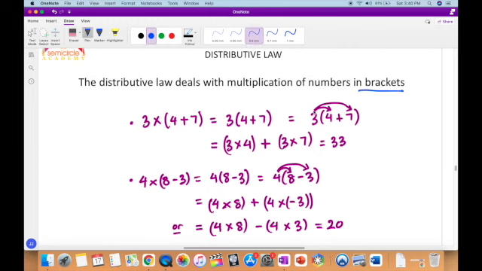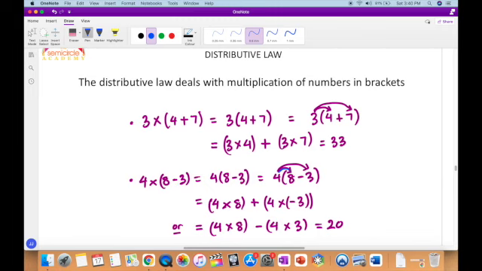And what this means is the 3 has to multiply by the 4, and the 3 has to multiply by the 7. The 3 has to multiply by everything that's in the bracket. So we get 3 multiplied by 4 plus 3 multiplied by 7. And well, the answer there is 33. Right?